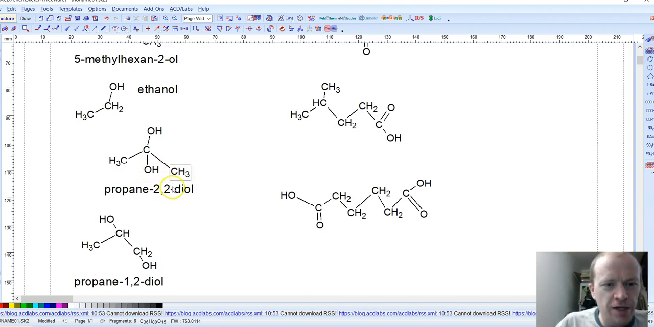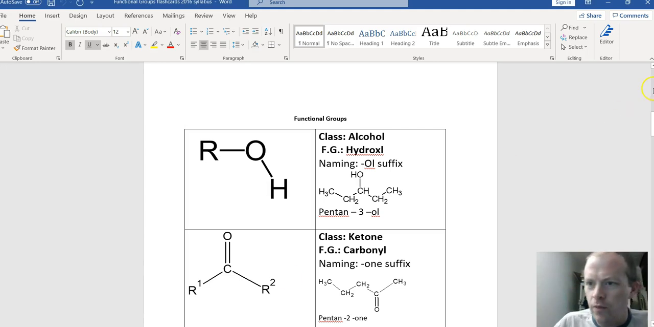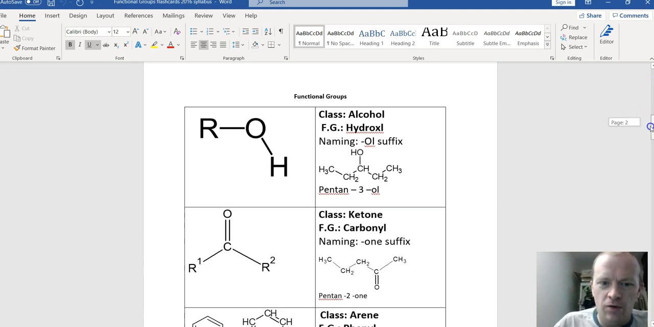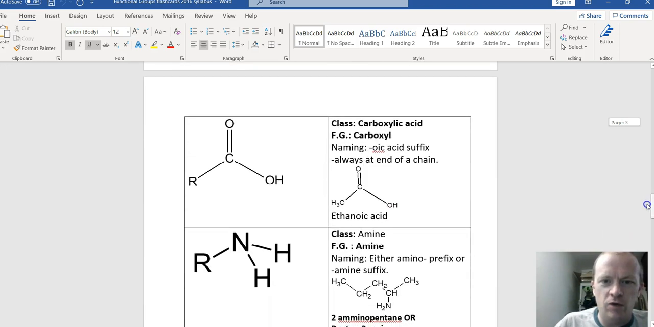So different names, and this is true of any type of functional group. If there's more than one of them, we need to give a number to say where both the functional groups are. So that is alcohols. Let us look at carboxylic acids. I'm not going to name these things in the order that they are here in the flashcards. Let's jump down to the carboxylic acid one.